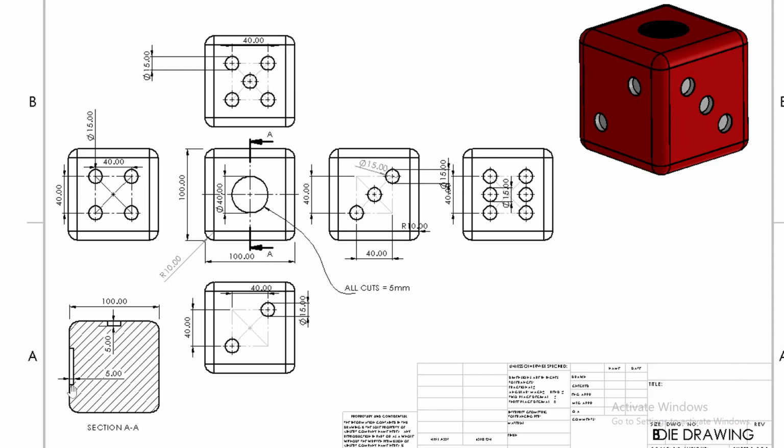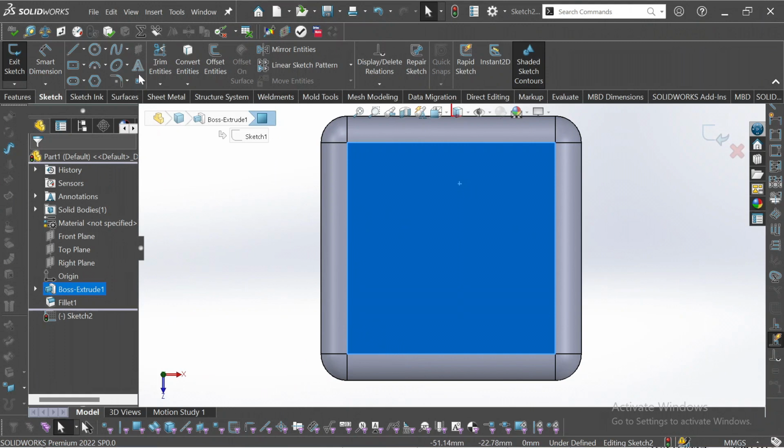Okay, so the distance for the cut is 5 millimeter for everything here. I think you can see it here, this arrow: all cuts equal 5 millimeter. So the distance here is 5 millimeter, distance here is 5 millimeter. Okay, let's go back to SolidWorks.